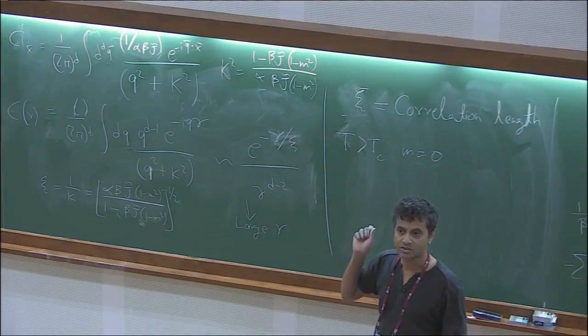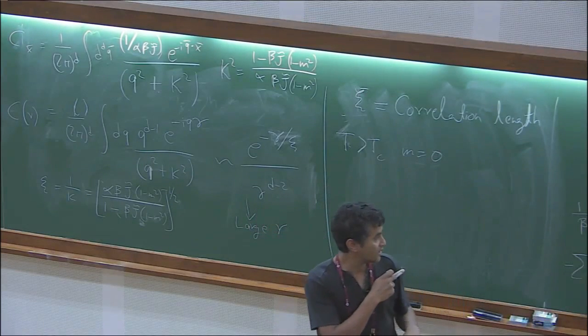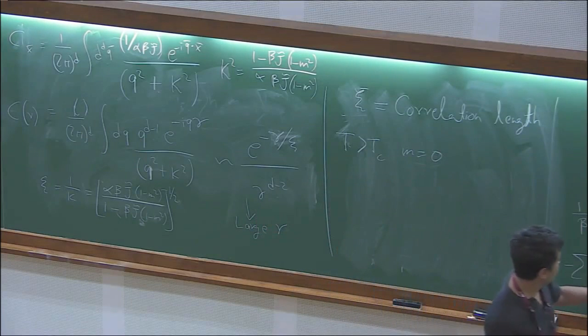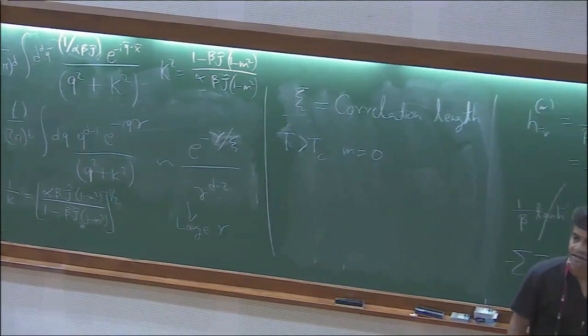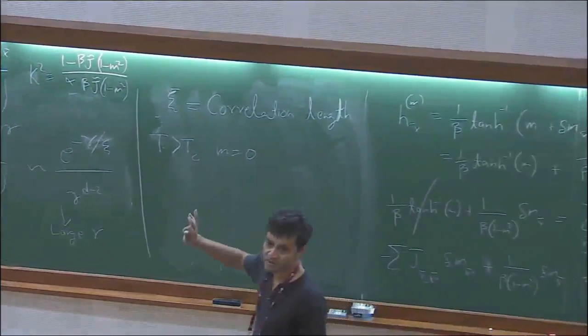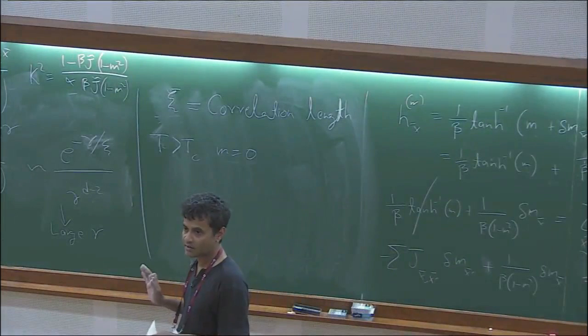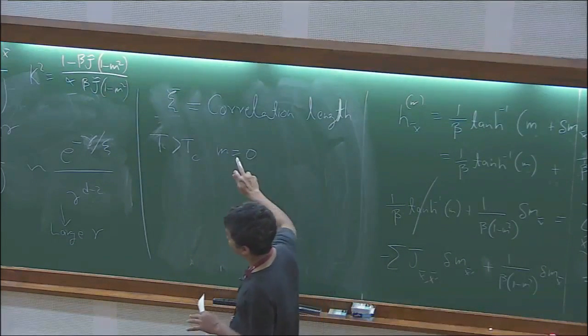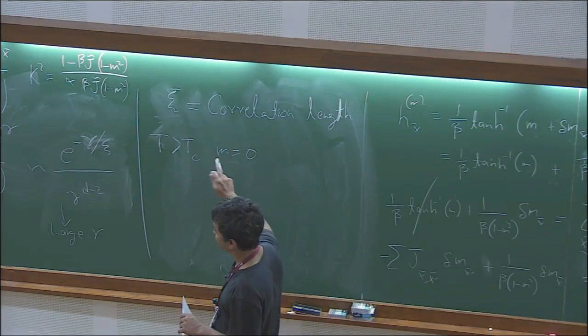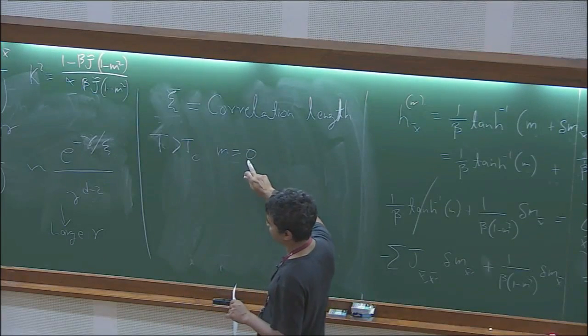I had switched on the magnetic field to do the calculation, but because I expanded in linear order, and everything I got is by taking derivatives, I can imagine that there's no magnetic field now. So these answers are for zero magnetic field. I am just evaluating correlations for zero magnetic field. So for t greater than Tc, m is 0.